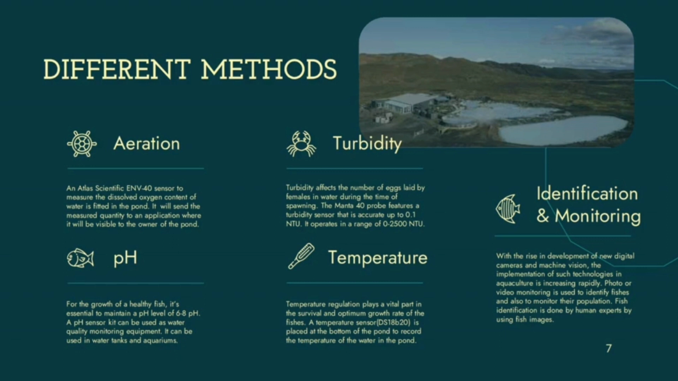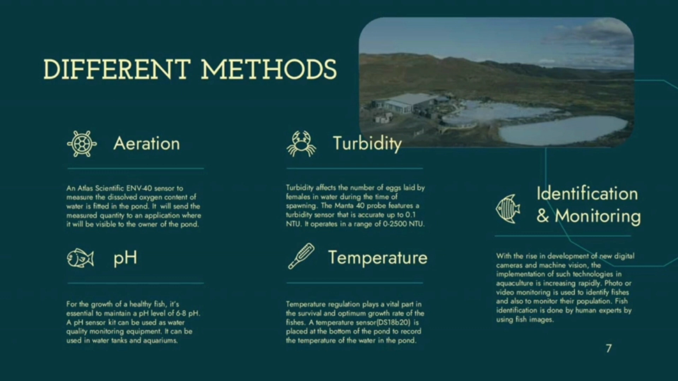pH. It's crucial to keep the pH between 6 and 8 for the healthy growth of fish. A pH sensor kit can be used to check the purity of the water. It can be used in aquariums and water tanks. Temperature. Fishes need an optimal temperature to survive and grow at the fastest rate possible. To keep track of the pond's water temperature, a temperature sensor DS18B20 is positioned at the bottom of the pond.